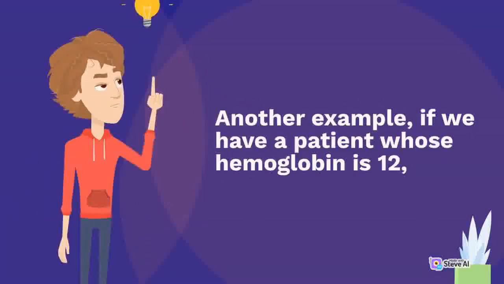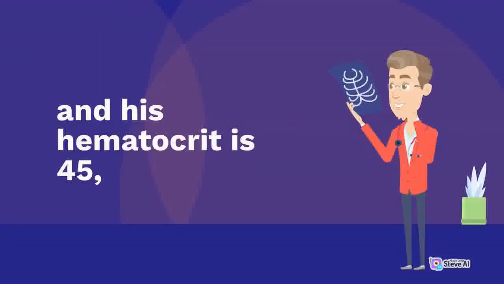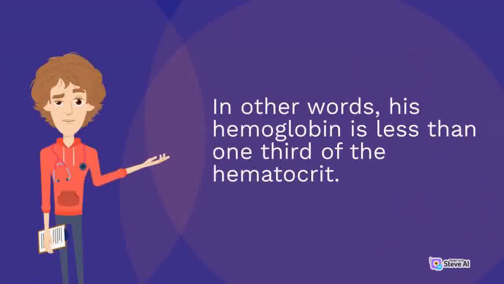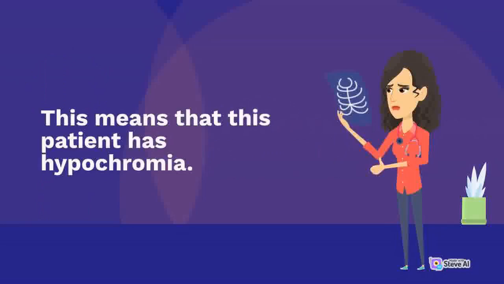Another example, if we have a patient whose hemoglobin is 12 and his hematocrit is 45, this means that the ratio is less than 3-to-1. In other words, his hemoglobin is less than 1/3 of the hematocrit. This means that this patient has hypochromia.